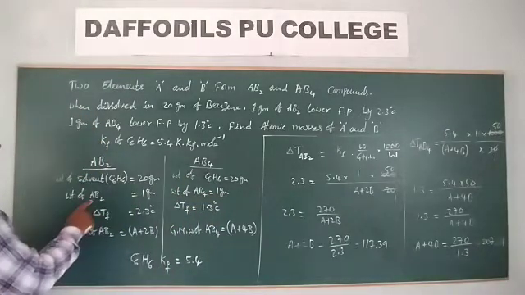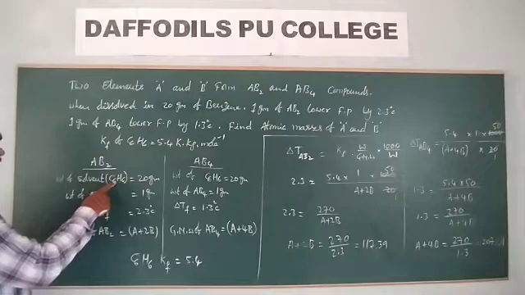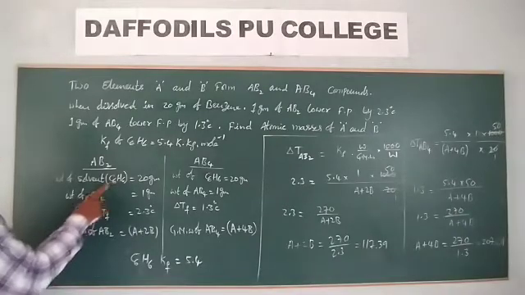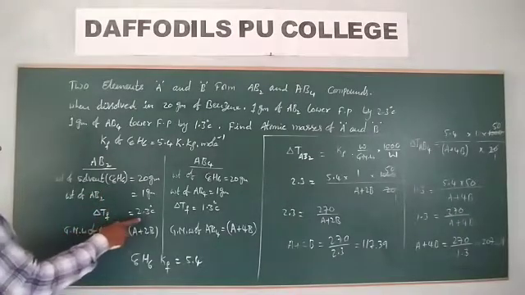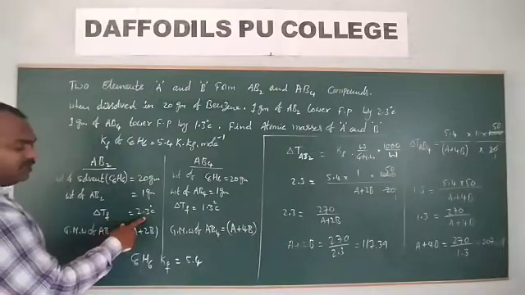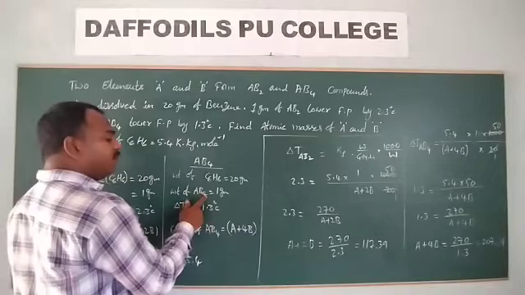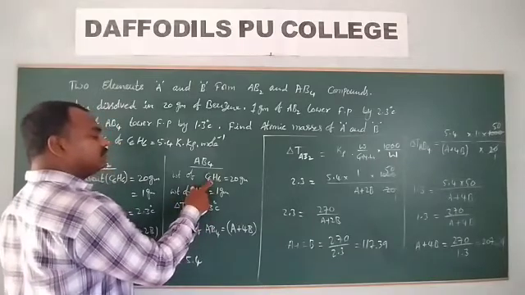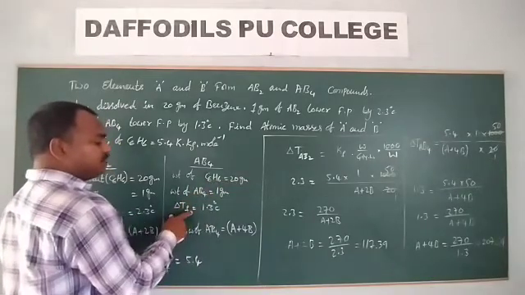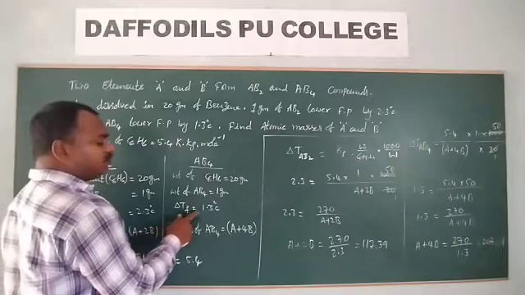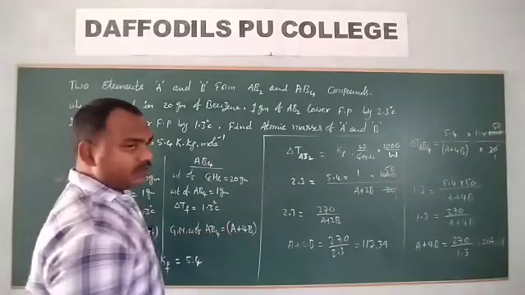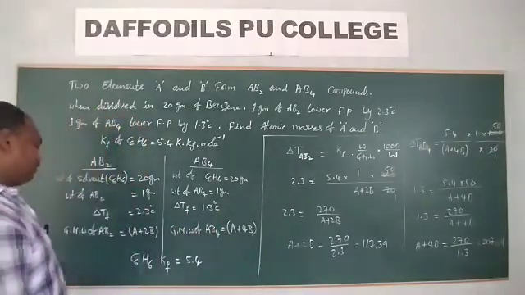When 1 gram of AB2 is dissolved in 20 grams of benzene, the depression in freezing point was recorded as 2.3 degrees centigrade. When 1 gram of AB4 is dissolved in 20 grams of benzene, the depression in freezing point was recorded as 1.3 degrees centigrade.